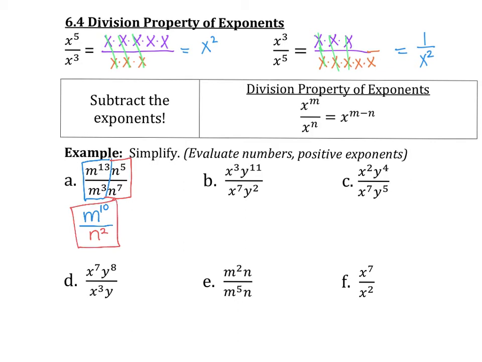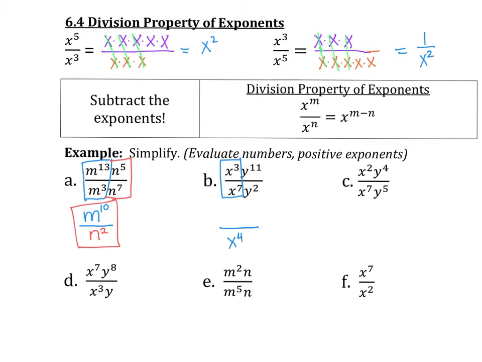X to the third, y to the 11th over x to the 7th, y to the second. Okay, and I'm going to compare common bases first. So first, let me look at the x's. Are there more at the top or bottom? More at the bottom because there's a higher exponent at the bottom. I have 7 at the bottom, 3 at the top, which means I'm canceling out 3. 7 minus 3 leaves me with 4 at the bottom.